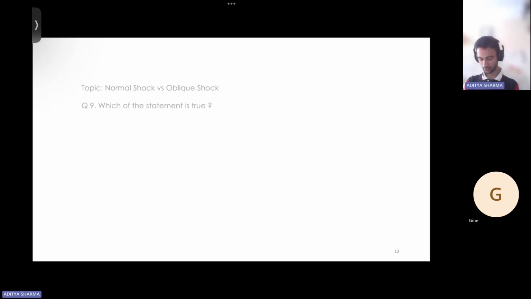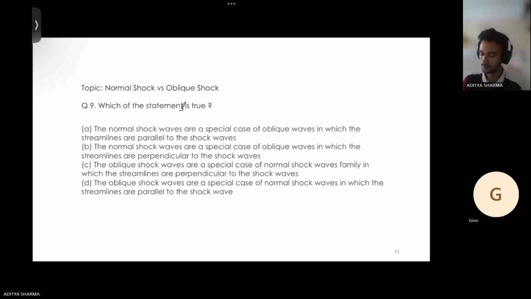So, normal shock versus oblique shock, which I have been doing in this whole duration of the session. Which of the statements is true? Please read the statements carefully and let me know the answer.